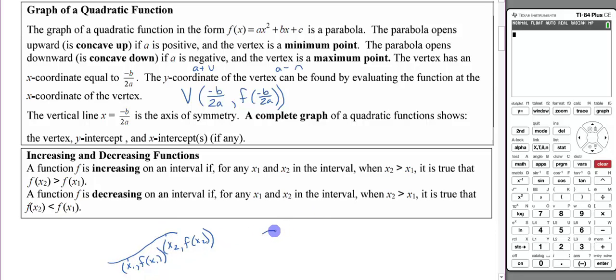We're decreasing if we have this x sub 2 that is bigger than x sub 1, and f of x sub 2 is smaller than f of x sub 1. So you can see as you go from left to right, the x is increasing, but the y is decreasing. It's getting lower.